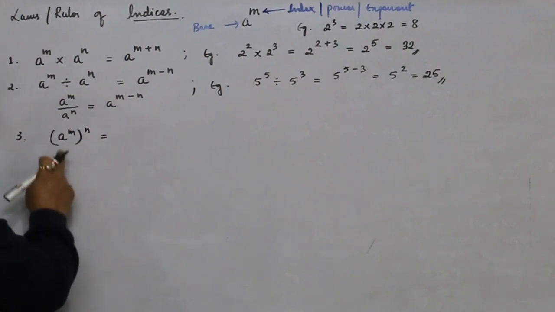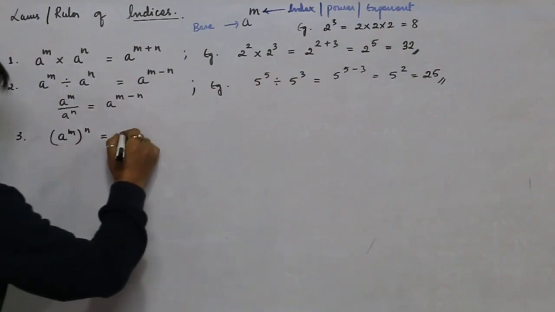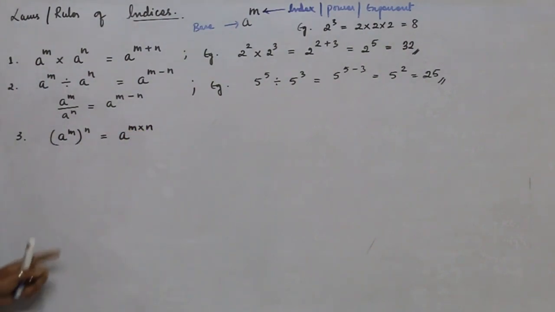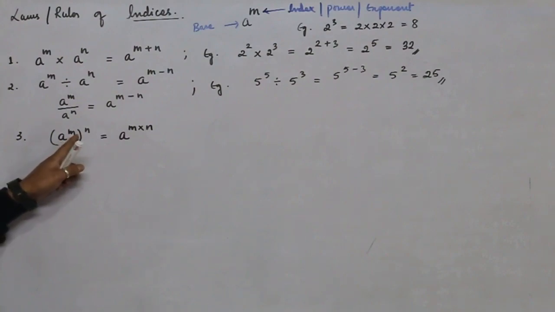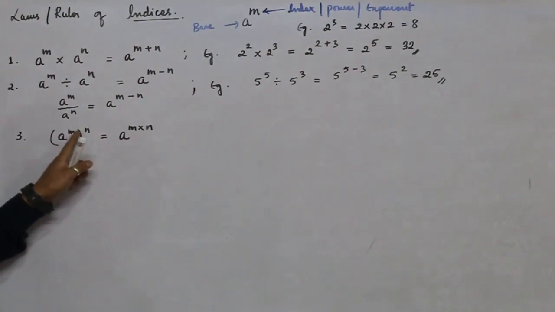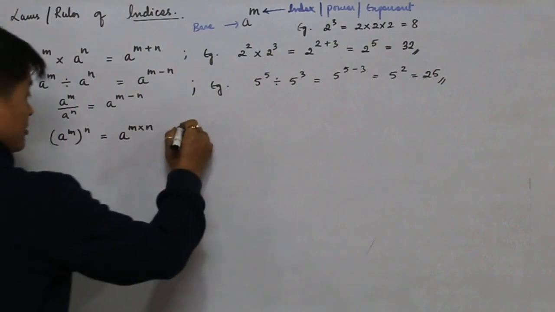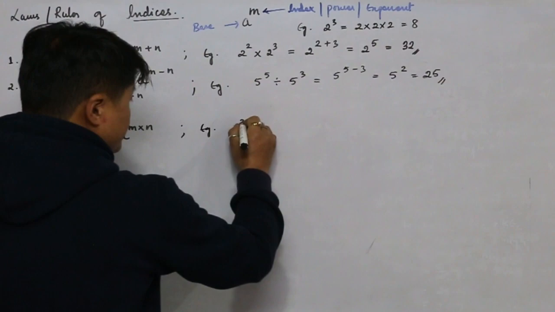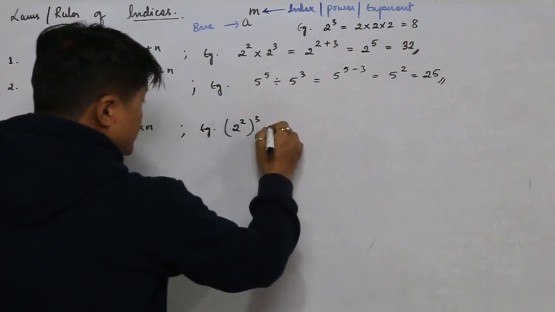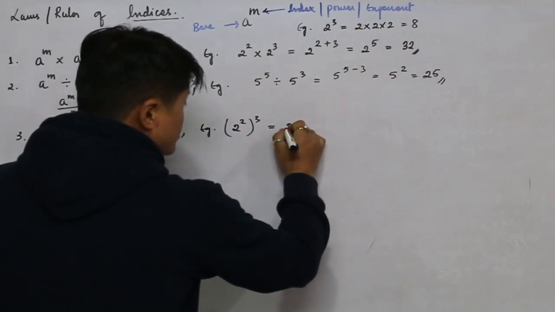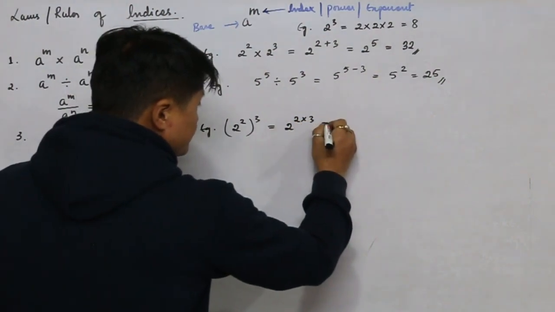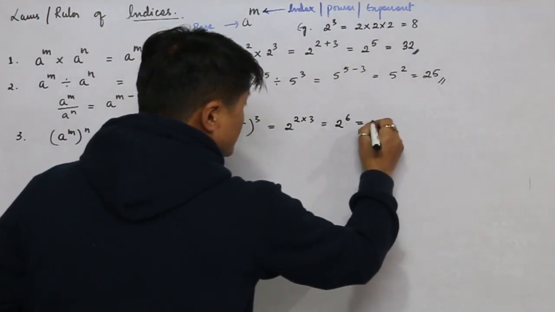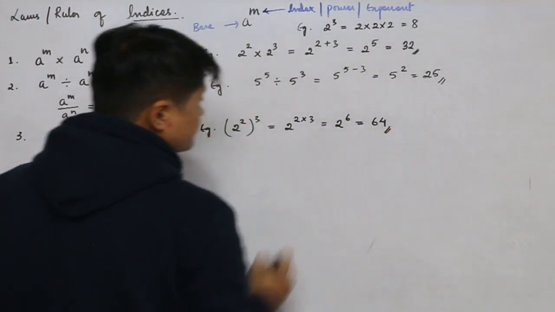And the third rule is: a to the power m, whole to the power n. When you find this kind of question, you have to write a to the power m into n. That means these powers will get multiplied. Okay, example: 2 to the power 2, whole to the power 3. This will give you 2 to the power 2 into 3. 2 threes are 6. So 2 to the power 6, which will be 64.